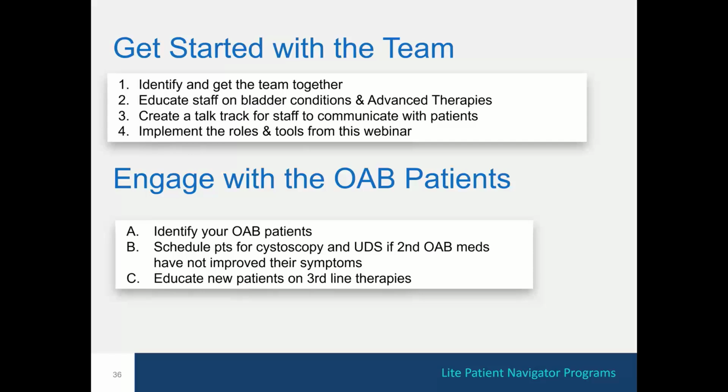Well, thank you for that, Beth. And another area to get started is to take a look at your patient population, run a list identifying those that are coded as OAB patients, find out if they have been prescribed drugs and what's going on with their drugs. And if they've failed 2 of these medications, why not reach out to them about cystoscopy and urodynamics? And for those that are new patients presenting in the pathway, educate them early on about the third-line therapies. So these are all things that you have the power to get started on with your existing team.